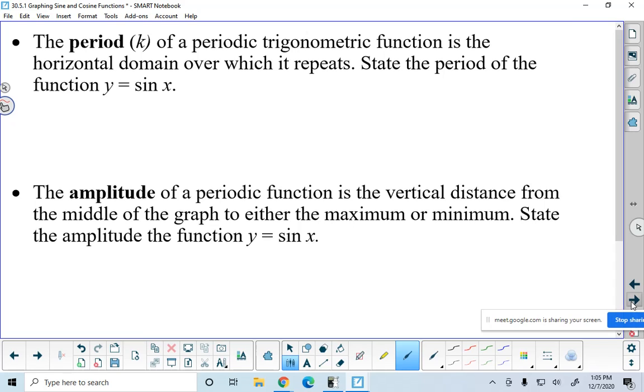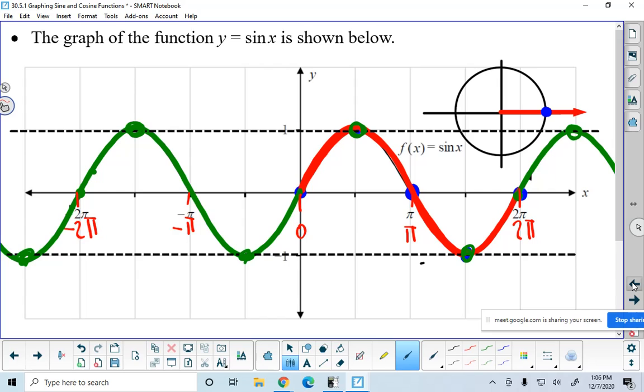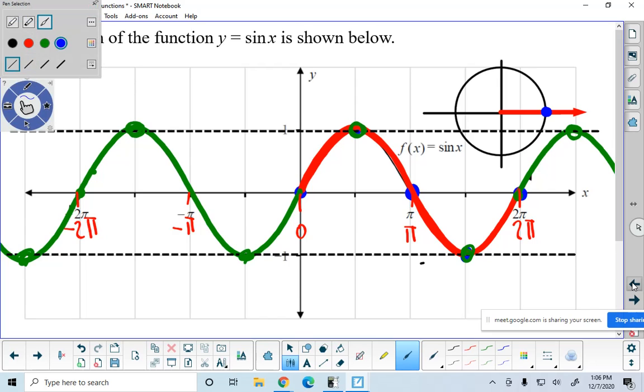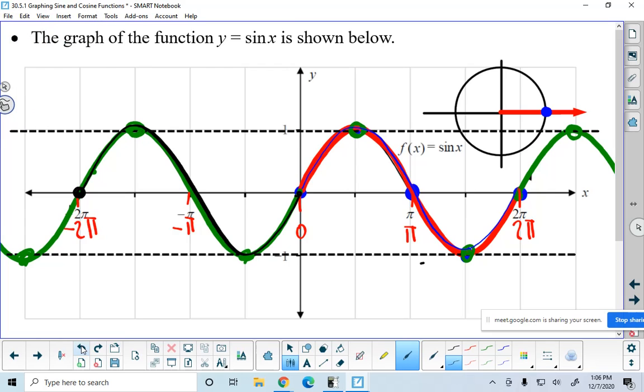The period of a trigonometric function that's periodic, that repeats, is the horizontal domain over which it repeats. So this is why I wanted to impress on you the fact that this is one complete cycle. That this is one complete cycle. So what is the horizontal distance for that?